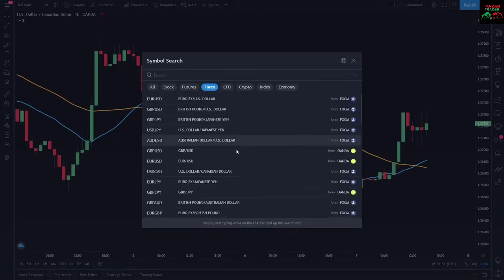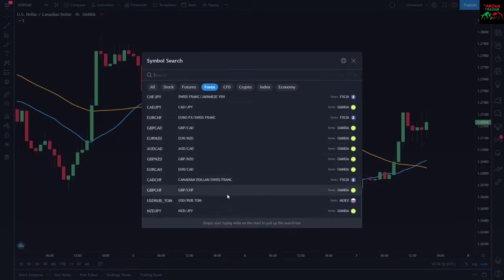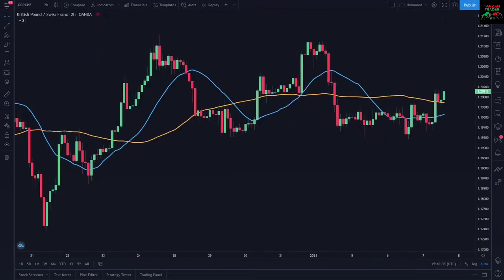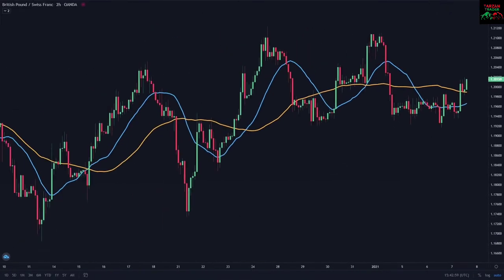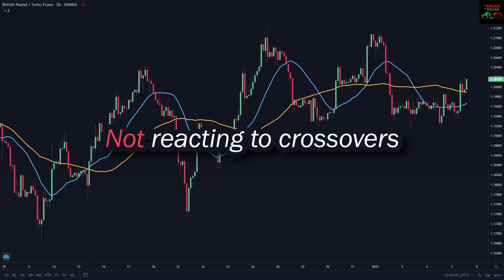Next, I would pick a pair. Then, what I'm trying to look at is how the market is reacting to the moving average crossover. Let me show you what I mean. If you zoom out and look closely at the 20 and 50 period, you can see that the price tends to not react to the crossover.